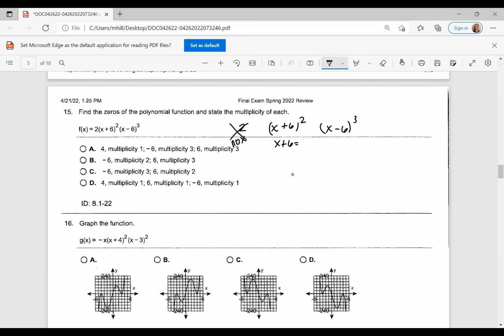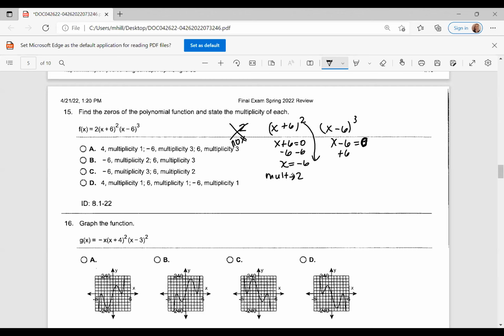Then I would say, well, when is x plus 6 equal to 0? And we've learned in this class that it's always going to be the opposite. So if it's a +6, it's going to be -6. And this 2 means it has a multiplicity of 2. When I solve this part, x minus 6 is equal to 0, not 3.